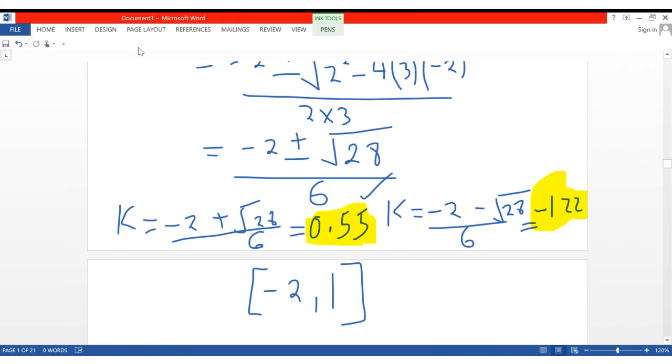If you draw this interval, negative 2, we'll have negative 1, 0, and then 1. So 0.55 will be somewhere there. And then negative 1.22 will be somewhere here. So you can see they are in between the interval. So we take both values.